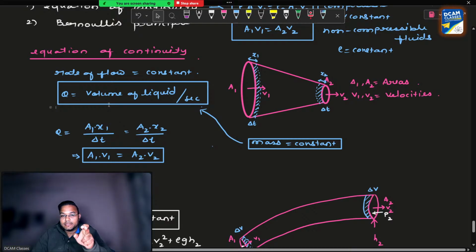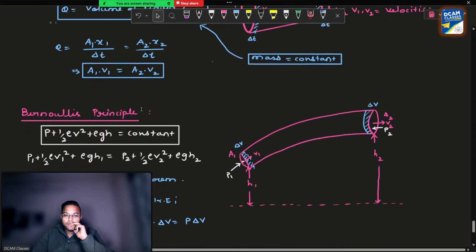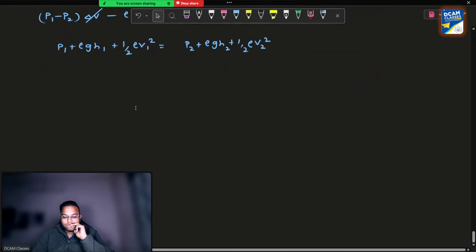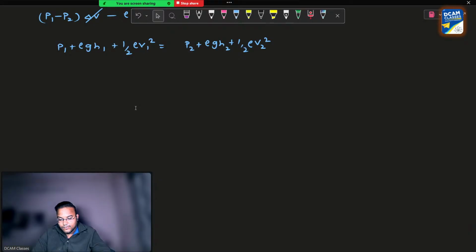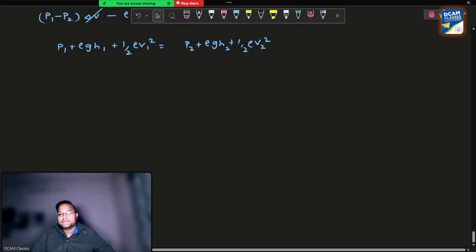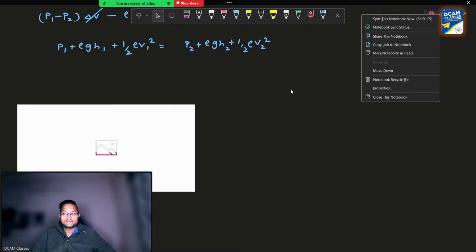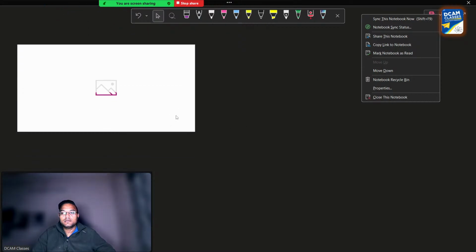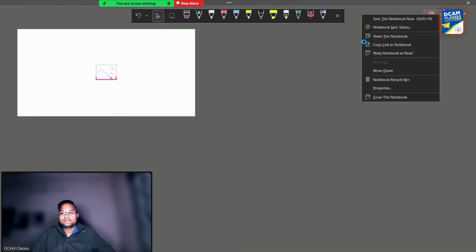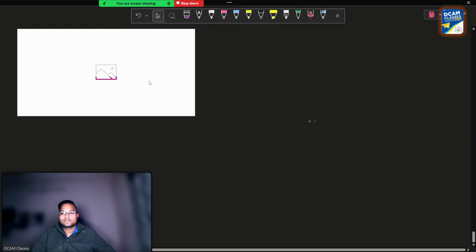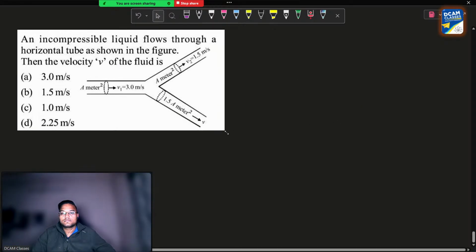So that is why I say derivations are important. Try to see this one. The question is not difficult. It's easy only. But try to see.